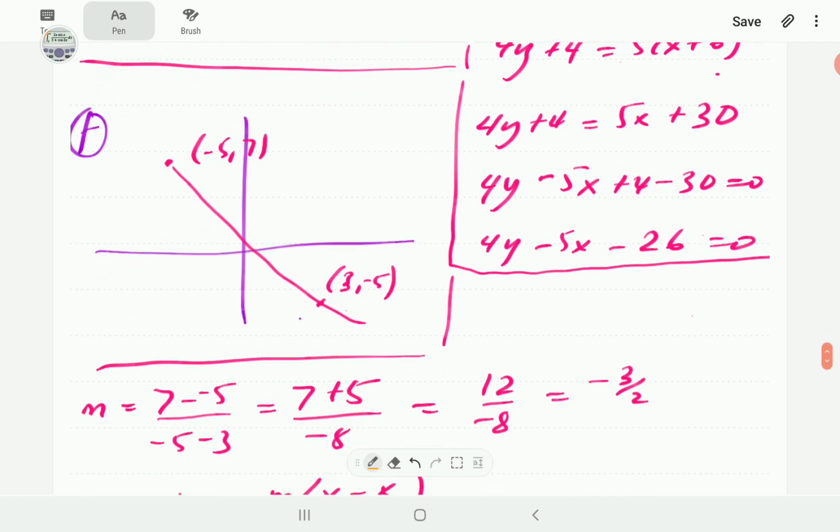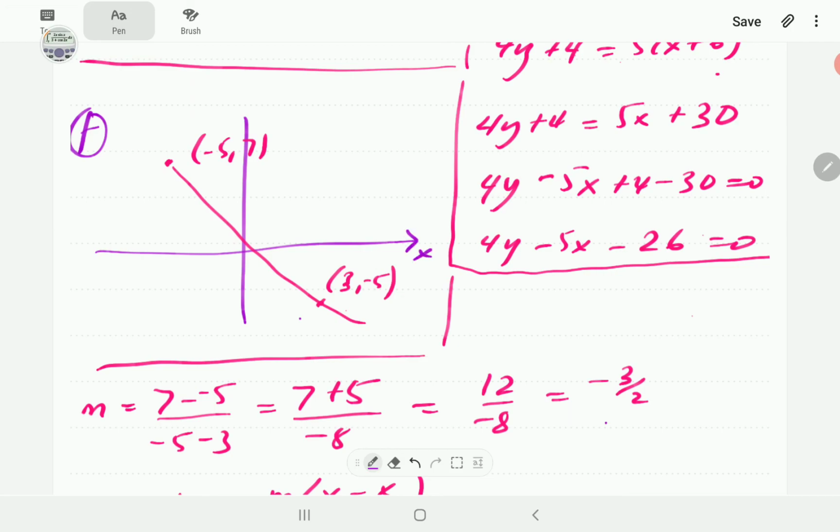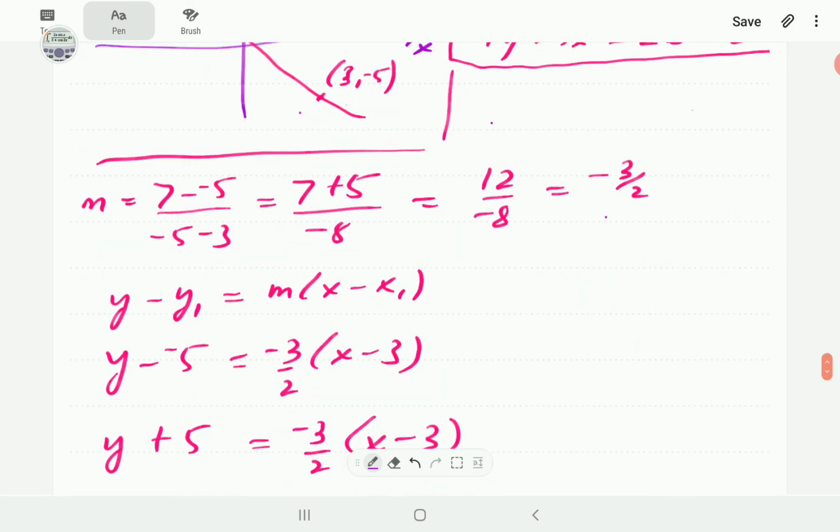In F, we have got a line that goes through -5, 7. -5, 7 is in the second quadrant. And then the other point it goes through is 3, -5. 3, -5 is in the fourth quadrant. So that gives us a clue that this line is going to have a negative gradient. Indeed, when we do the calculation, we find that the gradient is -3/2.